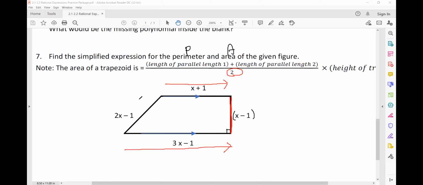In case you wanted to connect with your previous knowledge in grade 9, by averaging the short end and the long end, you're literally creating a middle, an average length between the two, and you're multiplying the height as if it was a regular rectangle. But anyways, that's for another day. Okay, so it is what it is. The length of parallel length 1 and the length of parallel length 2 are added together. You divide it by 2, and then you multiply it by the height.